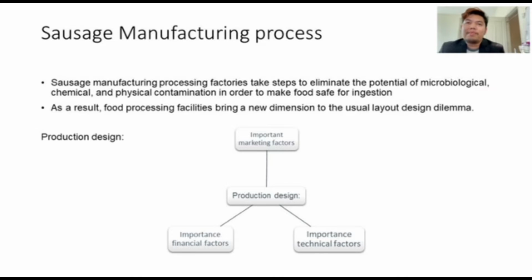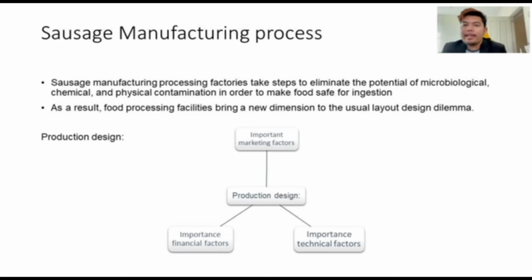And today I would like to present about the sausage manufacturing process. In sausage manufacturing processing, factories take steps to eliminate the potential of microbiological, chemical, and physical contamination in order to make a food safe for ingestion. As a result, food processing facilities bring a new dimension to the usual layout design dilemma.